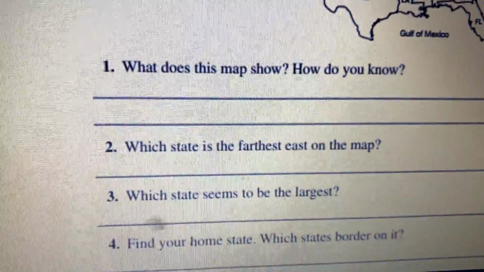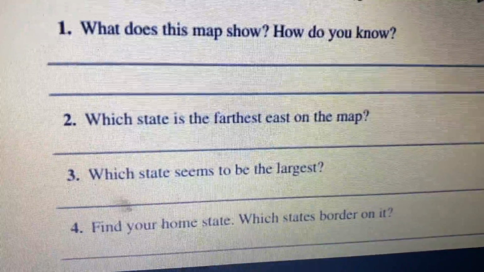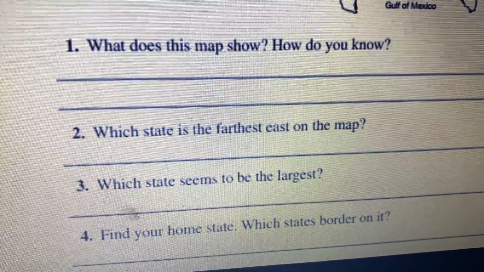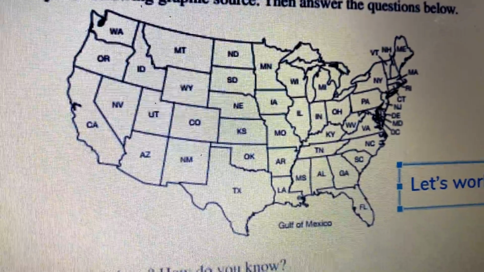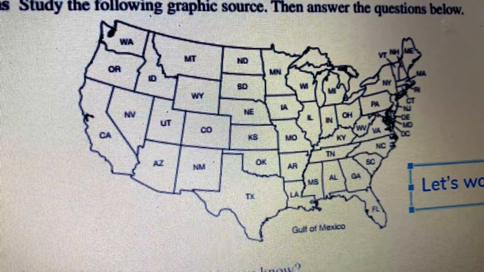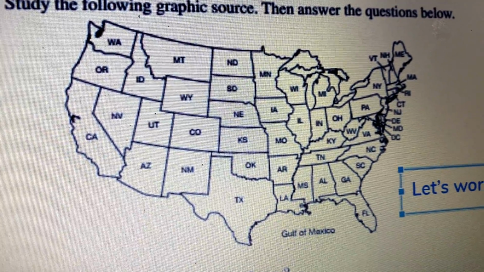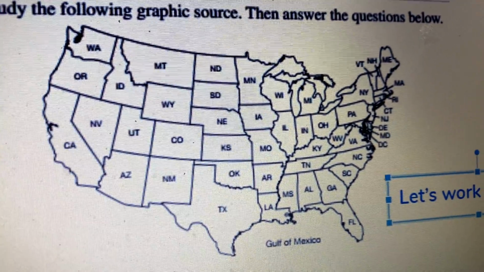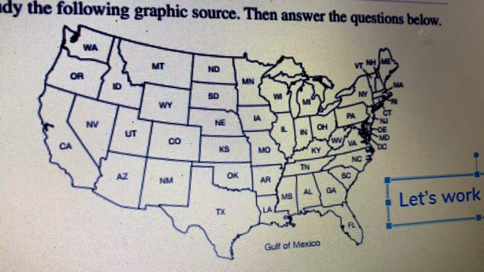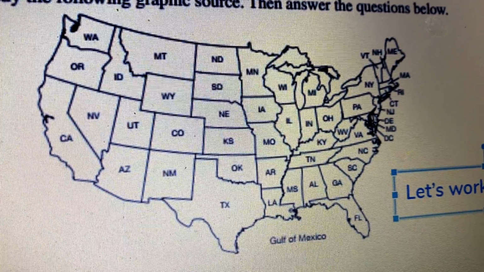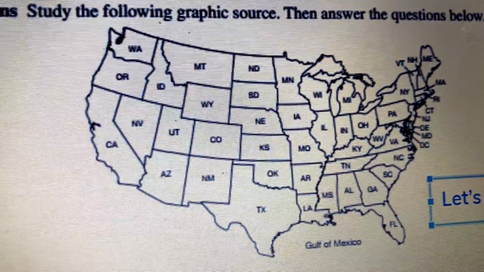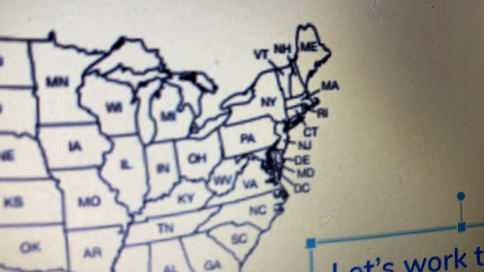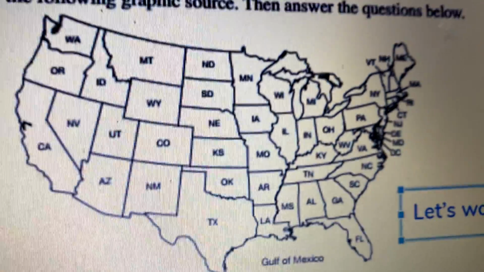Let's take a look at number 3. Which state seems to be the largest? Now, we've had this discussion, but let's take a look at the 48 states that we can see. Remember, Alaska and Hawaii are not on this map. But look at the 48 states that are here. Which state seems to be the largest in size? Is it little tiny Rhode Island? No. Do you see it?